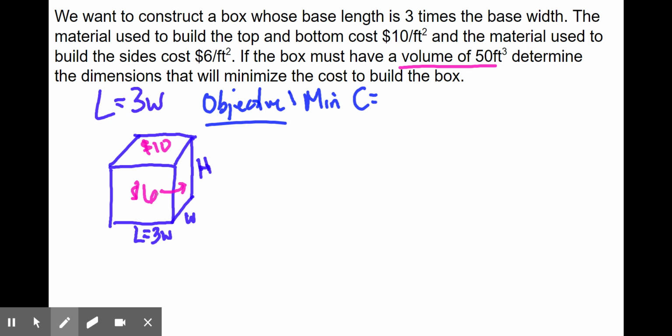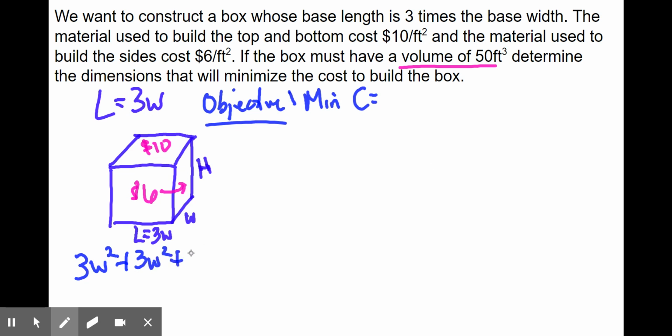So let's talk about all the sides. Let's do the sides down here. So we have 3w squared, right? Because L is 3w. So we have 3w squared, okay? And then we have another 3w squared for the top.